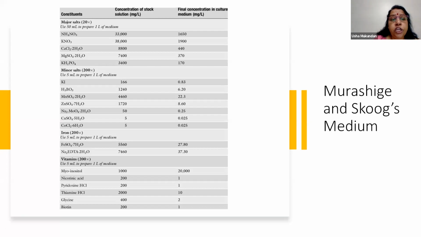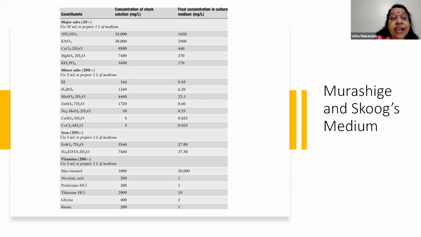Now, for the stock solution, how you're making all the major salts together. Look at Murashige and Skoog. How is nitrate supplied? In the form of ammonium nitrate and potassium nitrate. So nitrogen is added both in the form of ammonium salt and nitrate. Then calcium chloride, magnesium sulfate, so it will provide both magnesium and sulfur. Then potassium dihydrogen phosphate, which will provide phosphorus and potassium.